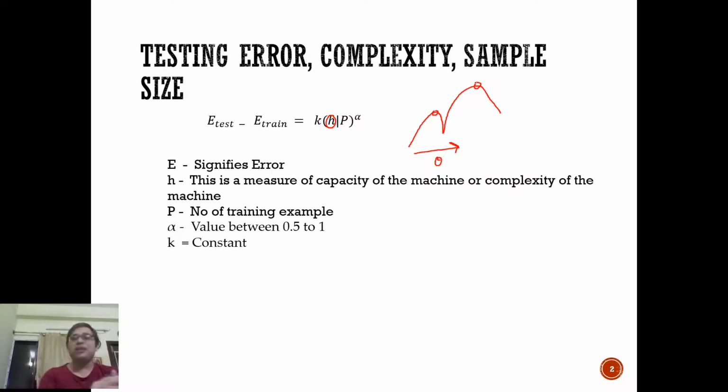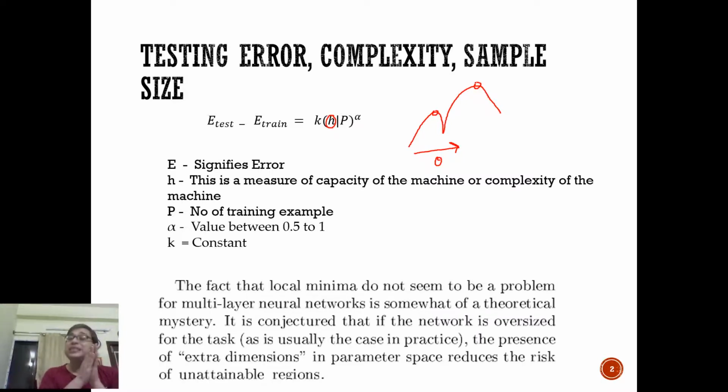Here is something directly from the paper, which states that if we increase the number of parameters, the tendency to get stuck at the local minima is much lower. This has been one of the major criticisms of neural networks. The paper states that the fact that local minima do not seem to be a problem for multi-layer neural networks is somewhat of a theoretical mystery. They stated that this is happening because you are taking more parameters.